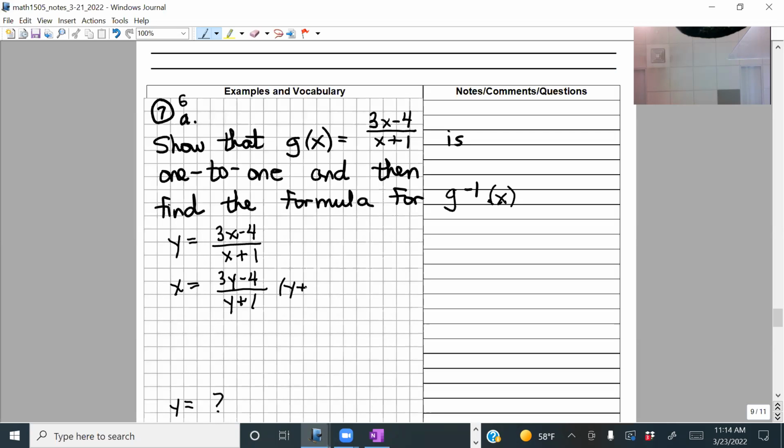Let's multiply both sides by y plus 1. That's to get rid of the fraction. Of course, the y plus 1's divide out. That's the whole point of multiplying both sides by y plus 1. And now let's multiply the x into the y plus 1. So you get xy plus x, correct?